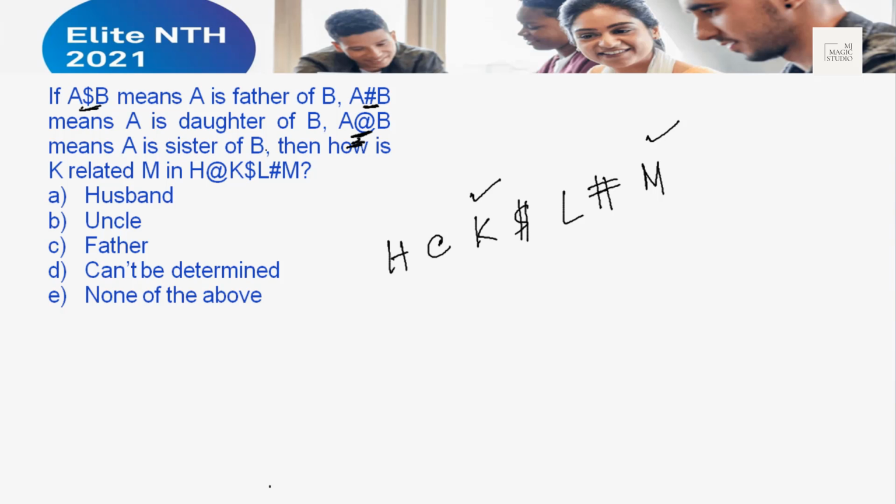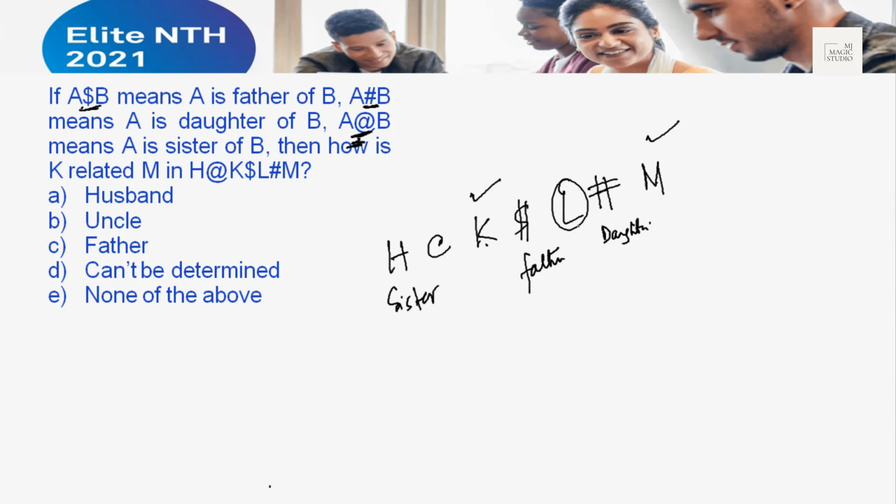H @ K. H is the father of K. Oh, it is @. H is sister of K. K is father of L. And hashtag means daughter. L is daughter of M.